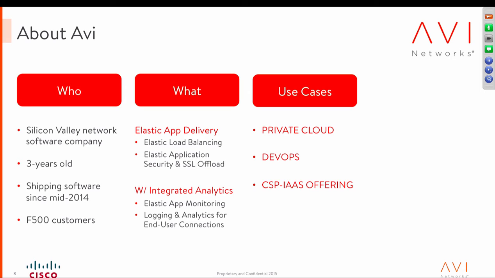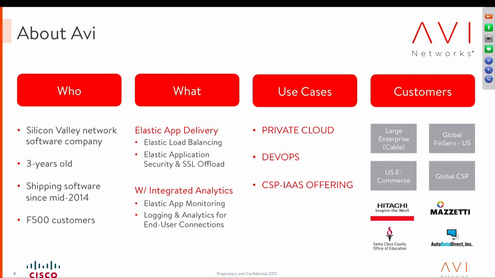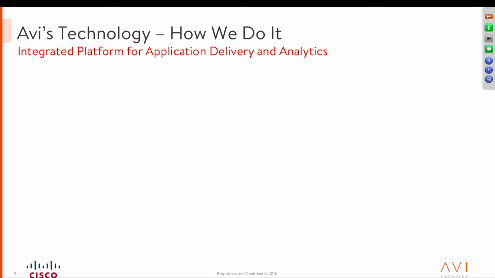So what are these customers that I alluded to earlier? Well, we have primarily Fortune 500 to Fortune 1000 customers, from large enterprise cable companies to global financial services and e-commerce enterprises, as well as global cloud service providers. We also have some named customers, including Hitachi, among others that you see here, for which we have joint case studies available. All right, so with that brief overview of Avi, let's deep dive into Avi's technology.